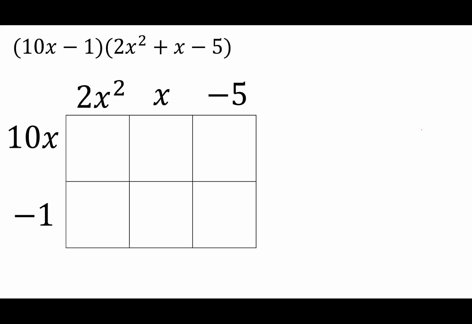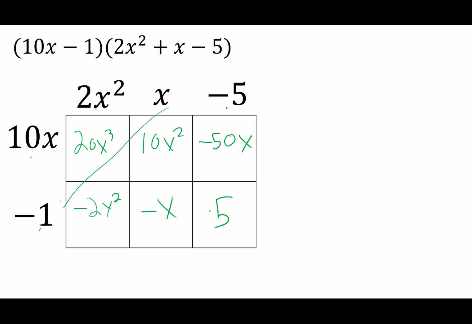So 10x times 2x squared gives me 20x cubed. 10x times x gives me 10x squared. 10x times a negative 5 gives me negative 50x. And then we'll do negative 1 times 2x squared gives me negative 2x squared. Negative 1 times x is a negative x. And negative 1 times negative 5 is a positive 5.